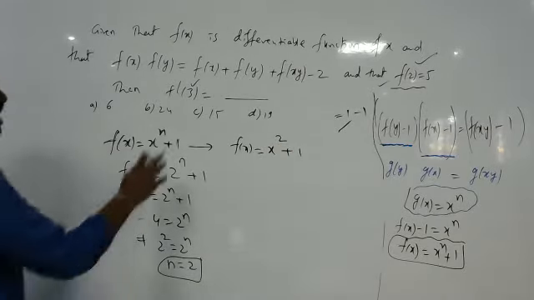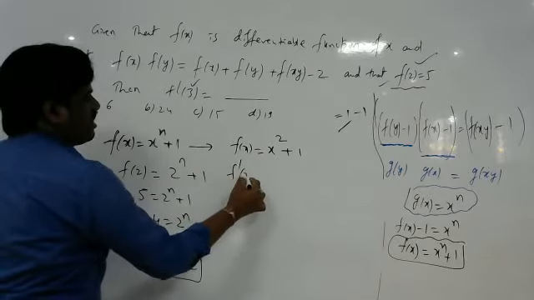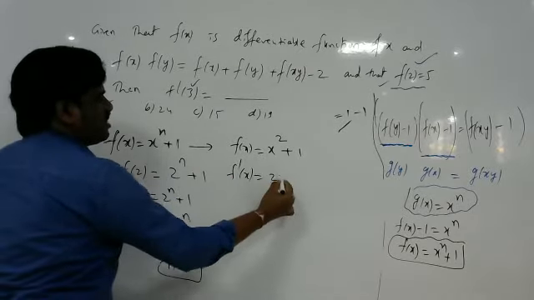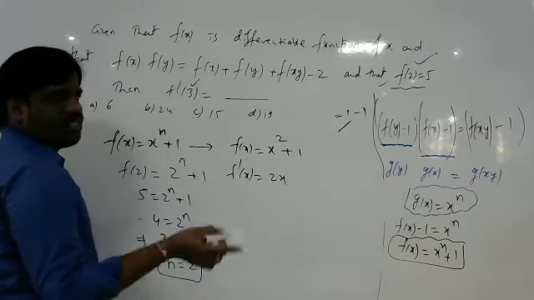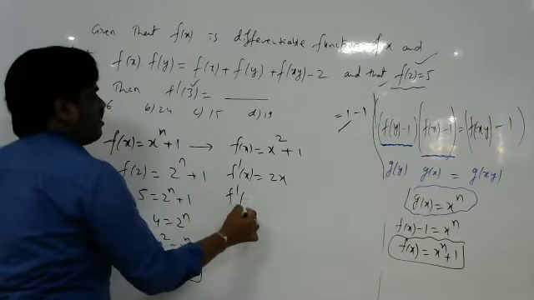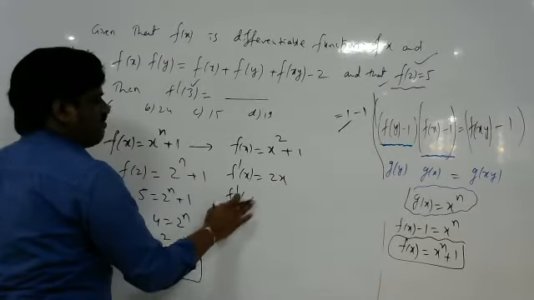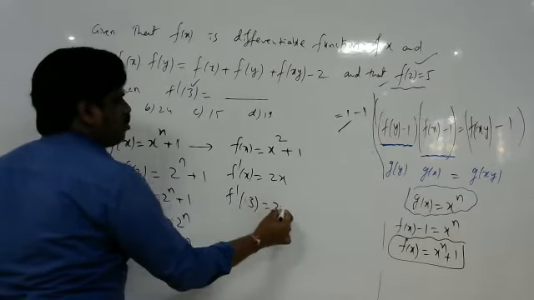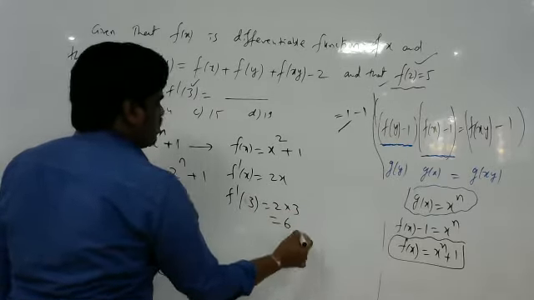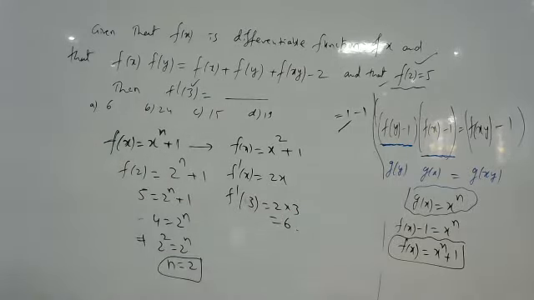What do I have to find? f dash. So what is f'(x)? Differentiation of x square is 2x, and differentiation of 1 is 0. f'(3) I want, so f'(3) will be 2 into 3. That is how much? 6. 6 is the answer.